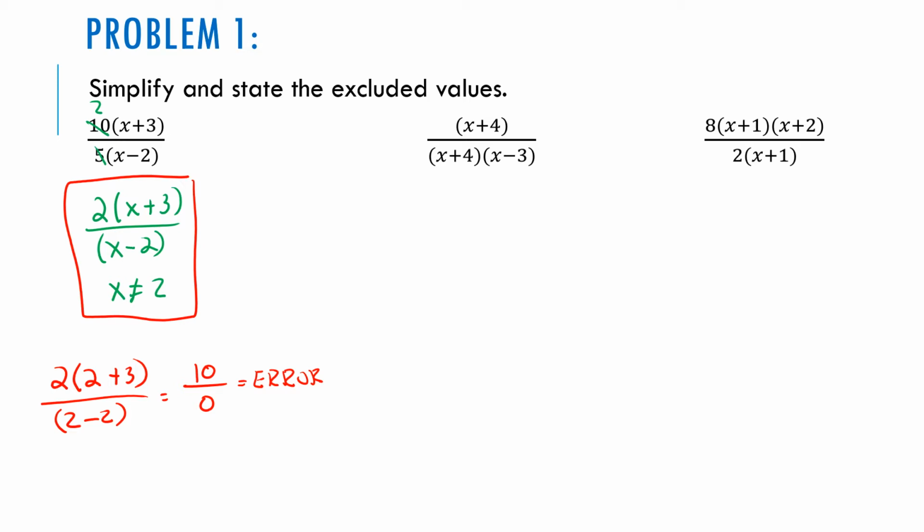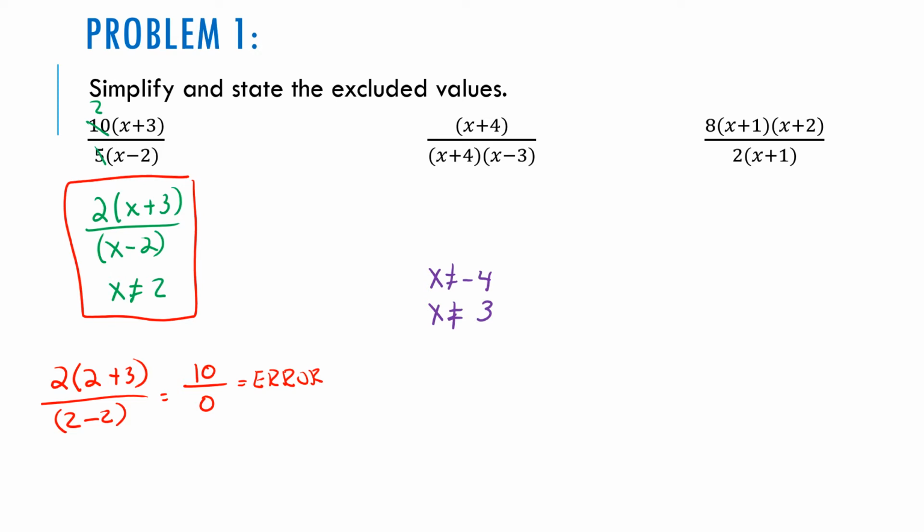Now, right here, before we start doing any simplifying, we have the x plus 4 on top, an x plus 4 on the bottom, and an x minus 3 on the bottom. I would suggest we state our excluded values first before we do any simplifying. So we just look at the bottom, we have an x plus 4. That means an excluded value would be x cannot equal negative 4. And the other one would be x cannot equal positive 3.